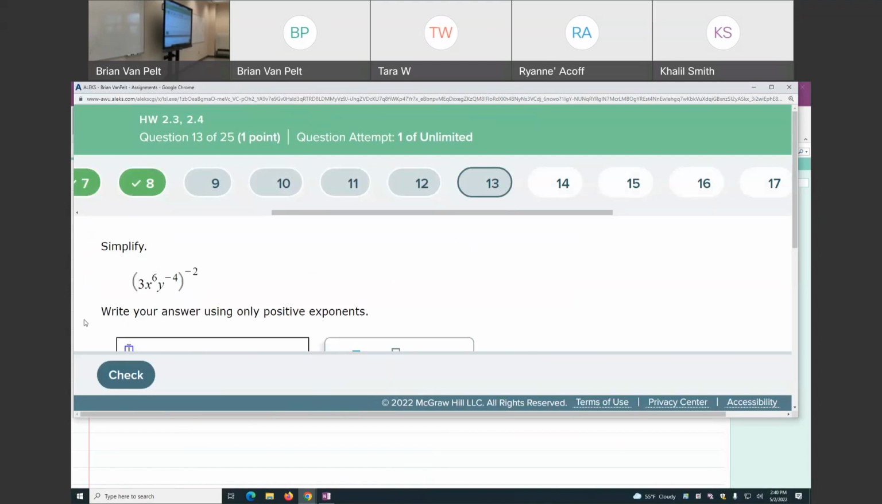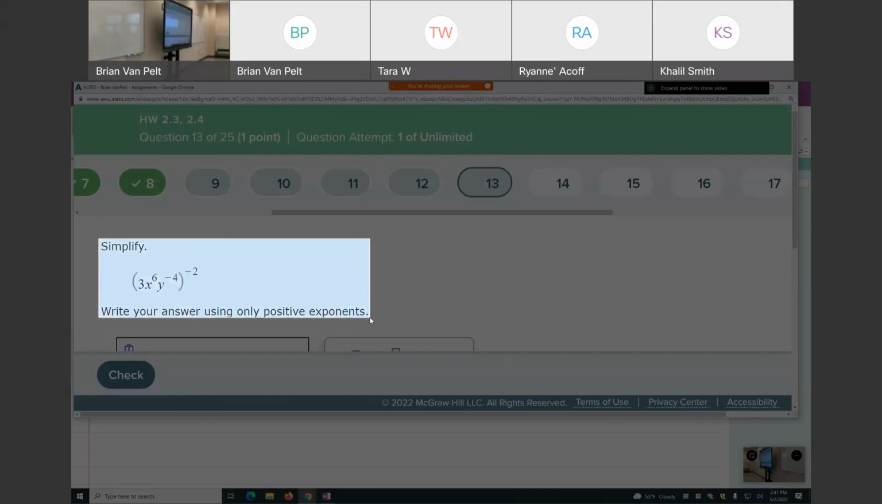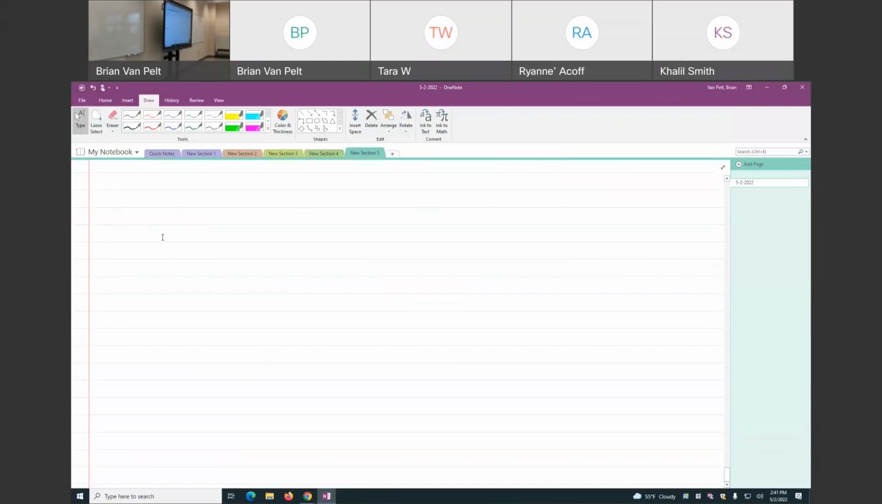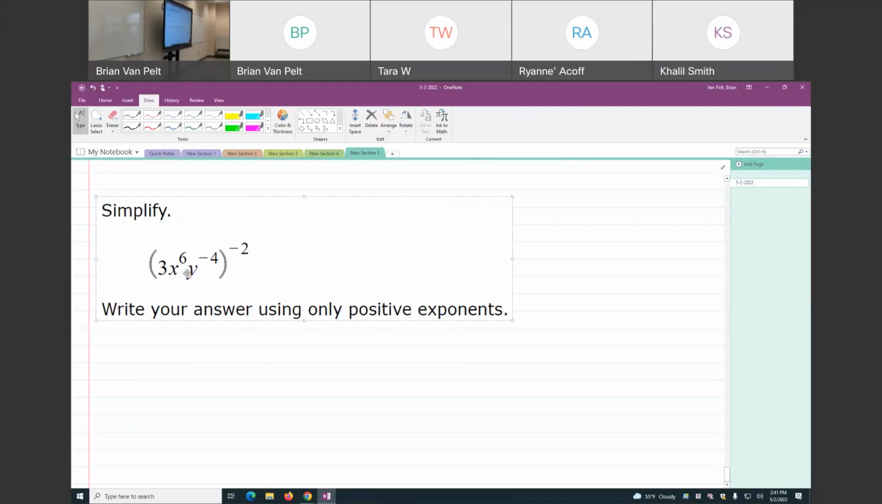How about this one? There's multiple ways of doing it. So many ways, and so many ways that don't seem that bad to start either. You could start by taking out this negative 2 up here. You could simplify inside of here. What I do recommend is simplifying inside the parentheses first, because then you're working with smaller numbers a lot of times. So what I would probably do is this. I would go 3x to the 6th divided by y to the 4th.